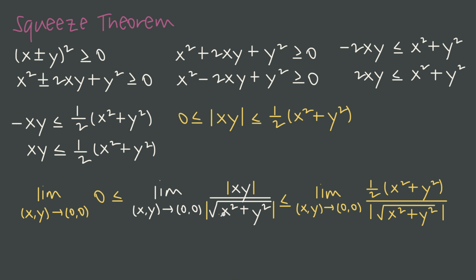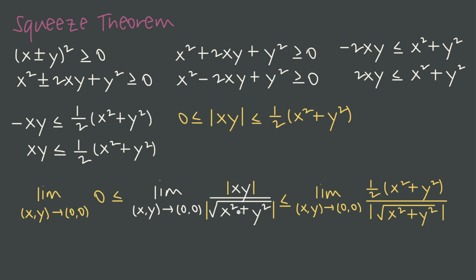Well, no matter the value of x, whether it's negative, 0, or positive, when we square it, it's either going to be 0 or positive. When we square y, it has to be either 0 or positive. So when we add those two values together, the value underneath the root either has to be 0 or positive.